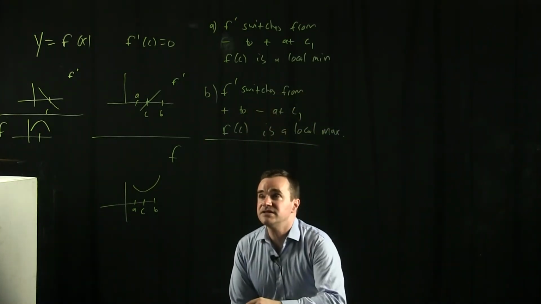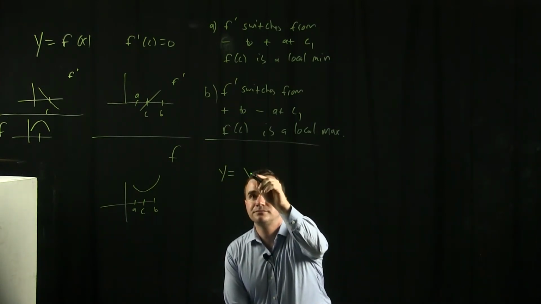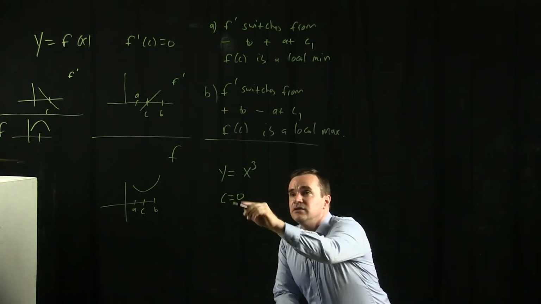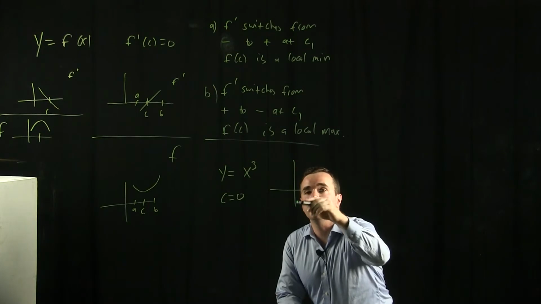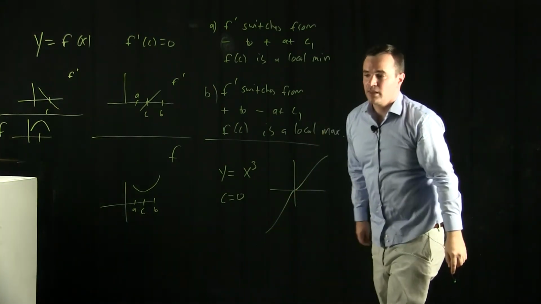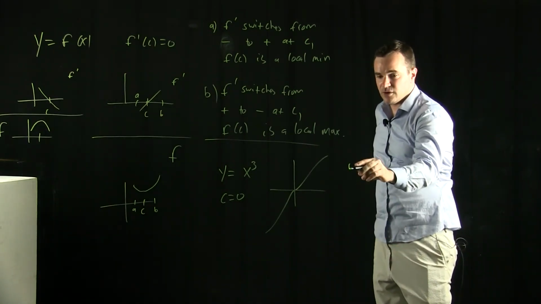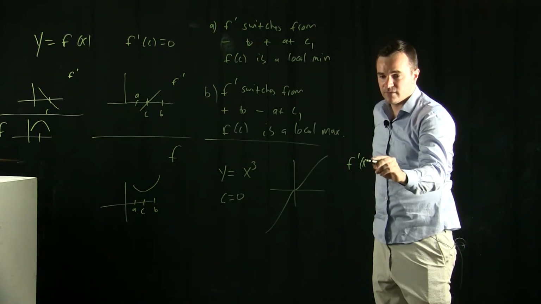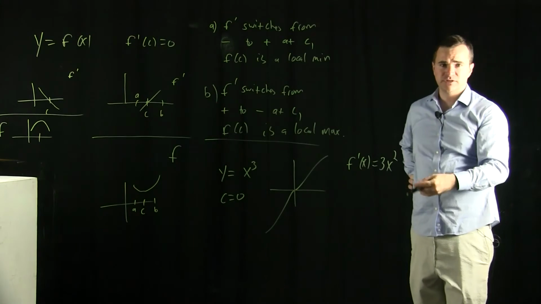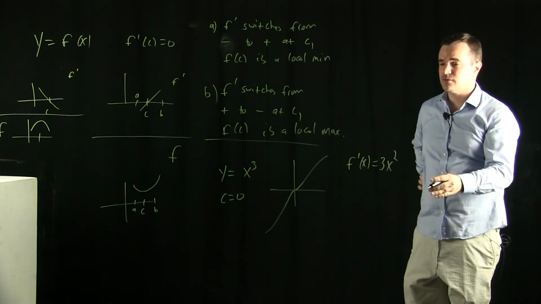It's a classic function you've seen before. If I just look at y equals x cubed, say, and I take c equals 0, look at the graph of that. Sort of what it looks like. And if f of x equals x cubed, then you know that f prime of x is 3x squared. So in particular, f prime of 0 is equal to 0. So 0 is a critical point, but is it a local max or a local min?